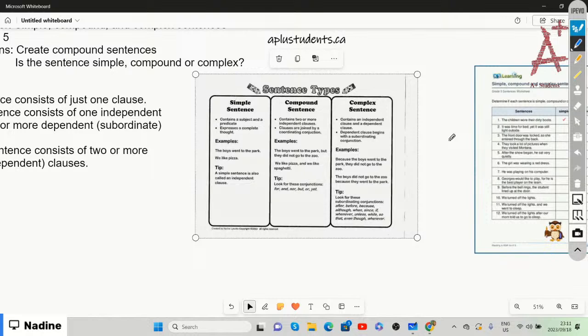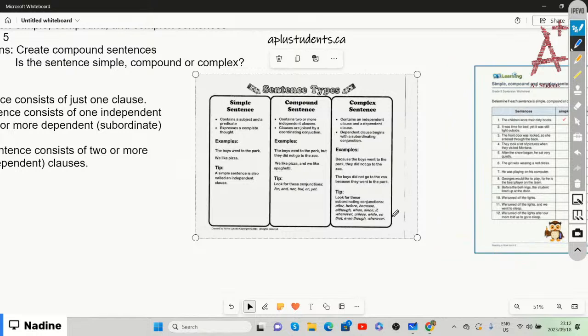And then we have subordinating conjunctions, and your subordinating conjunctions are after, before, because, although, when, since, if, whenever, unless, while, so that, even though, wherever. So a dependent clause within a complex sentence begins with a subordinating conjunction. So once again, a complex sentence contains an independent clause as well as a dependent clause, and a dependent clause begins with a subordinating conjunction.